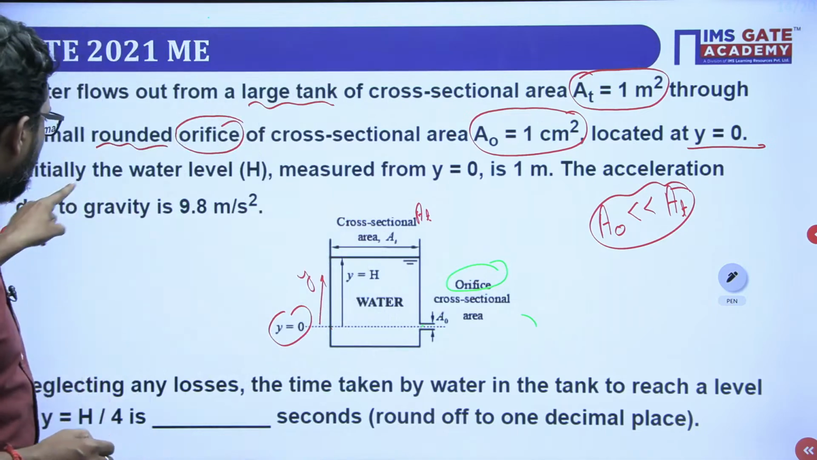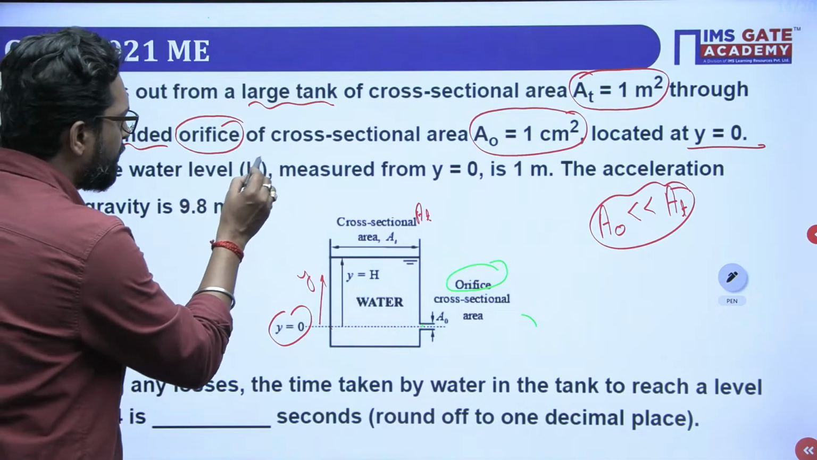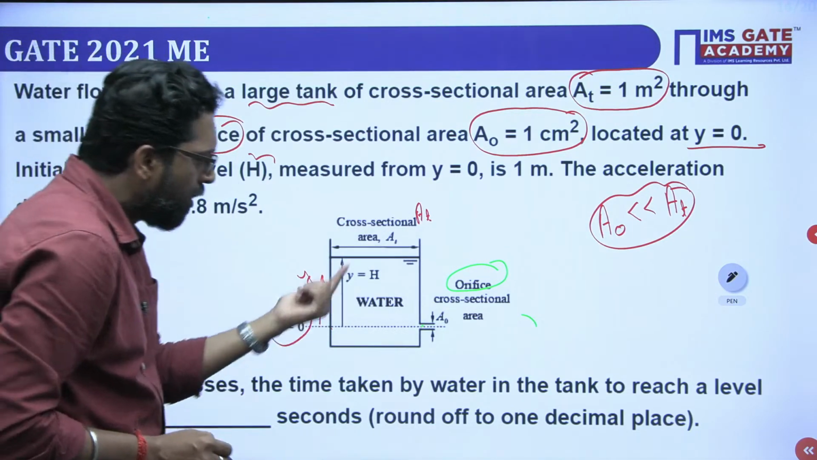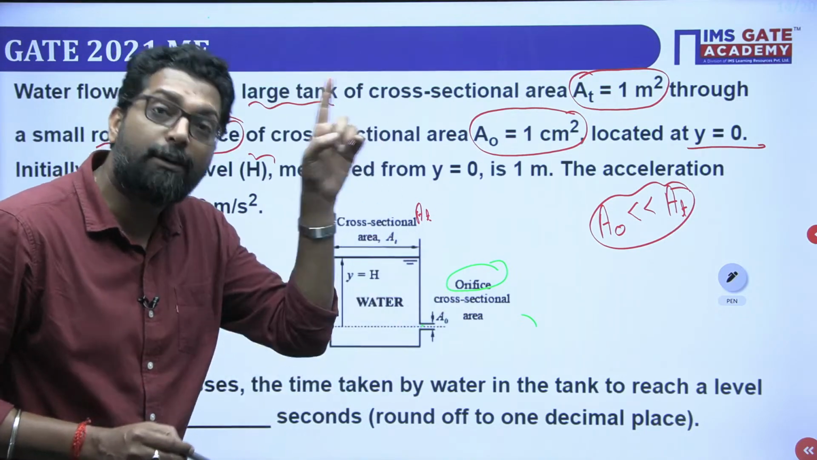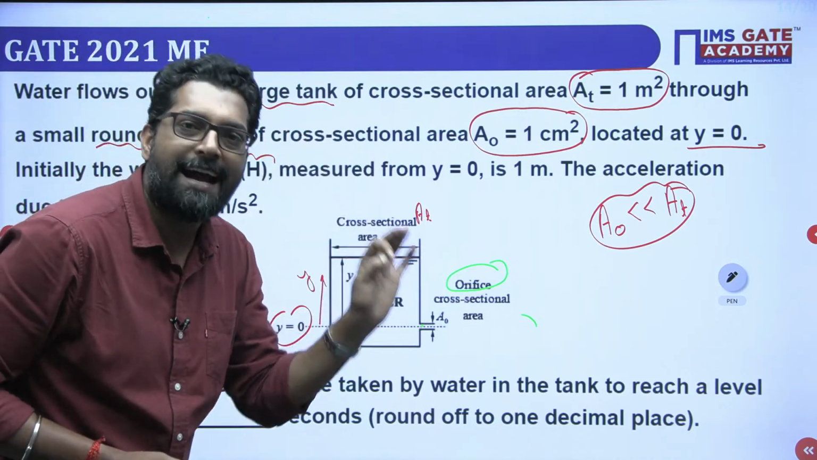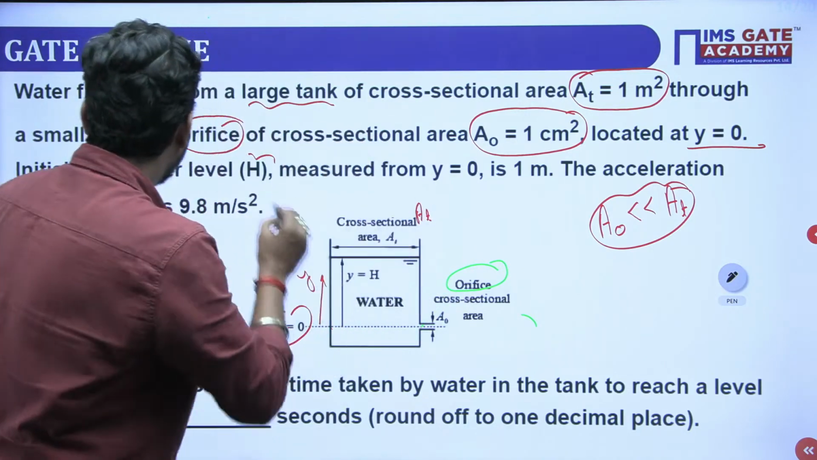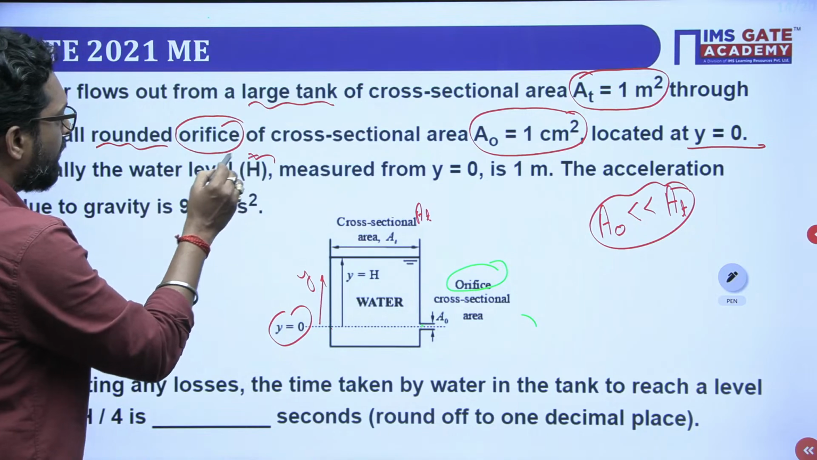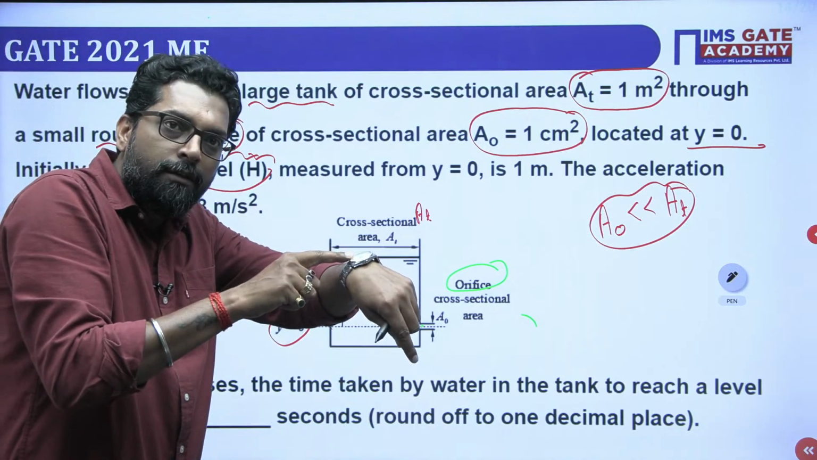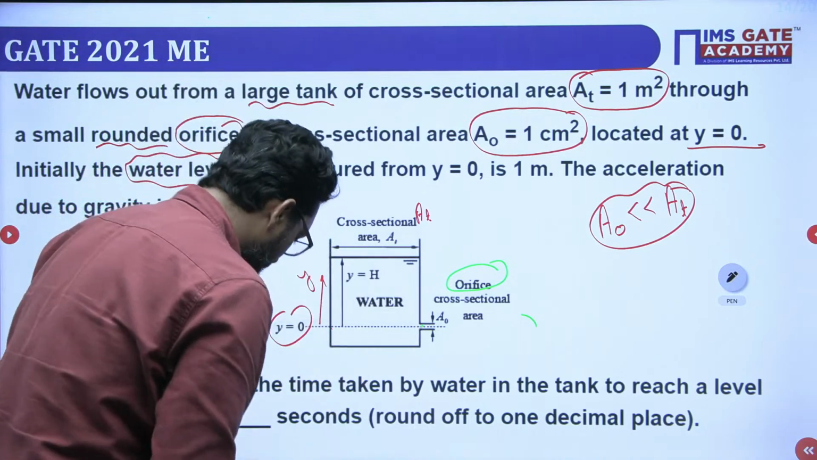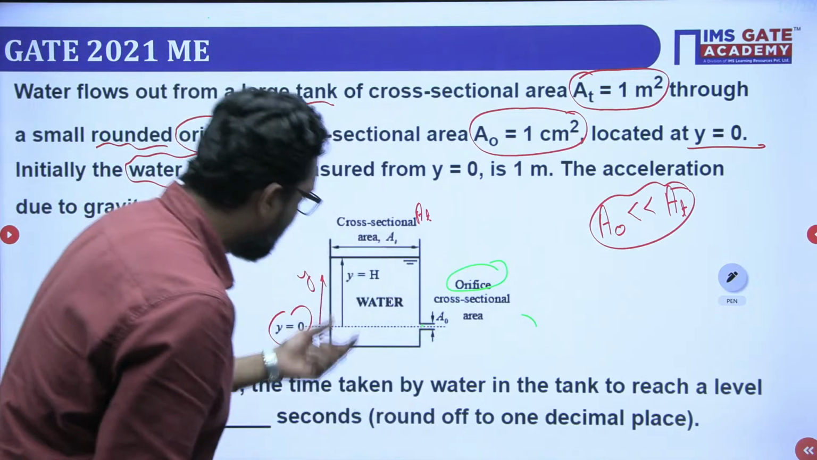Okay. Initially the water level. Why is it given as initially? Because water is flowing. So initially, that means at time t equal to 0, the water level is h. That means just as we start to measure, the water level is h.